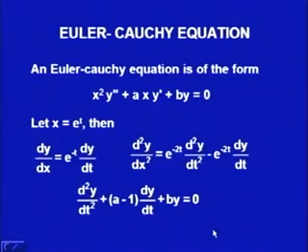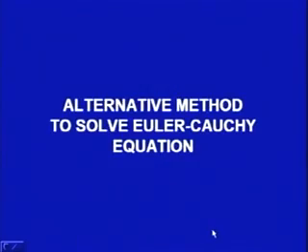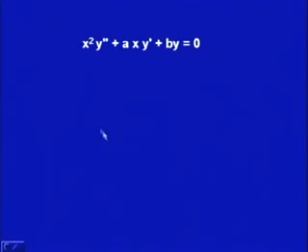There is one alternative method to solve the Euler-Cauchy equation. See, my equation is x square y double dash plus ax y dash plus by is equal to 0. You see here that the coefficient of y dash is x and the coefficient of y double dash is x square. So, if I put y as x to the power m, we think that it could satisfy this equation.